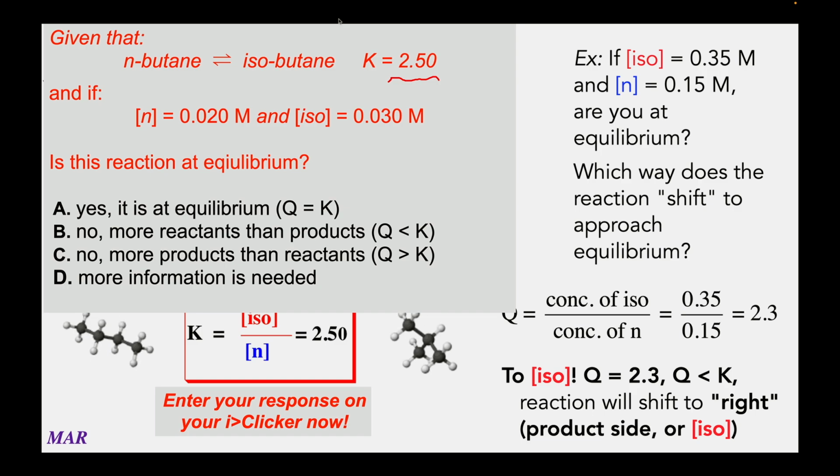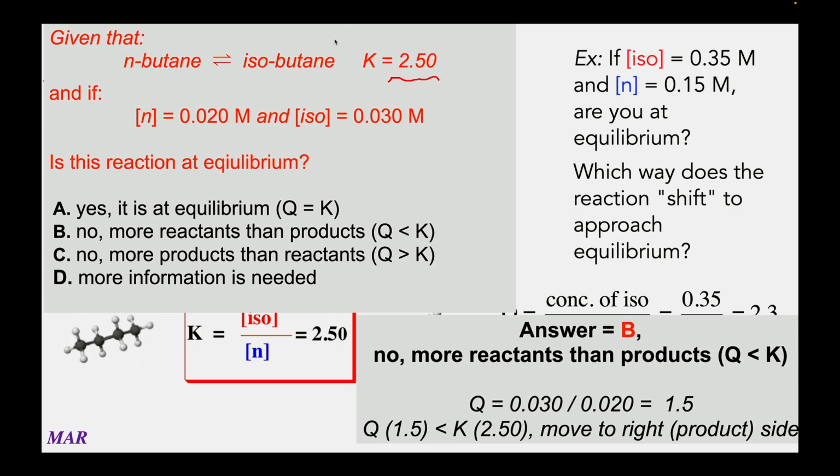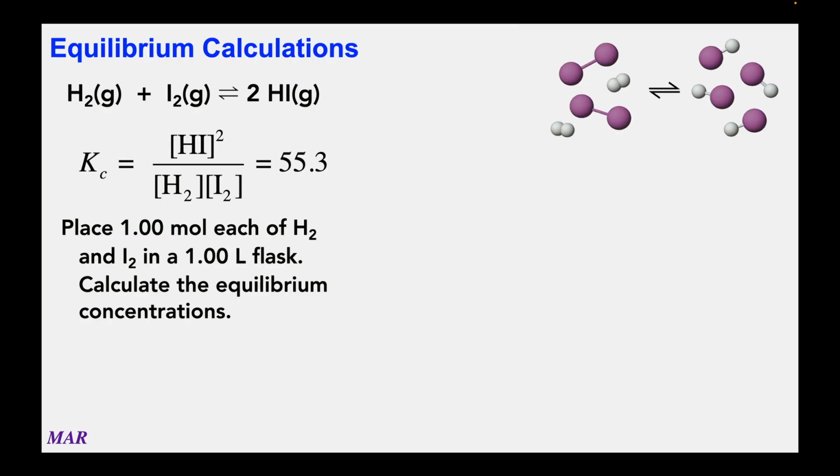So this is kind of a cool way to get this around, but when you see this, it's pretty chill. Q is products divided by reactants, 0.03 divided by 0.02. Q comes out to be 1.5. Q is less than K. Reaction is not at equilibrium. Those numbers would be the same if you were at equilibrium. And we're going to shift to the right. You're going to have more products, the isobutane, than you have reactants, the N-butane. Nothing you can't do. So to calculate equilibrium constants and the concentrations that go along with them takes a little bit of practice, I won't lie.